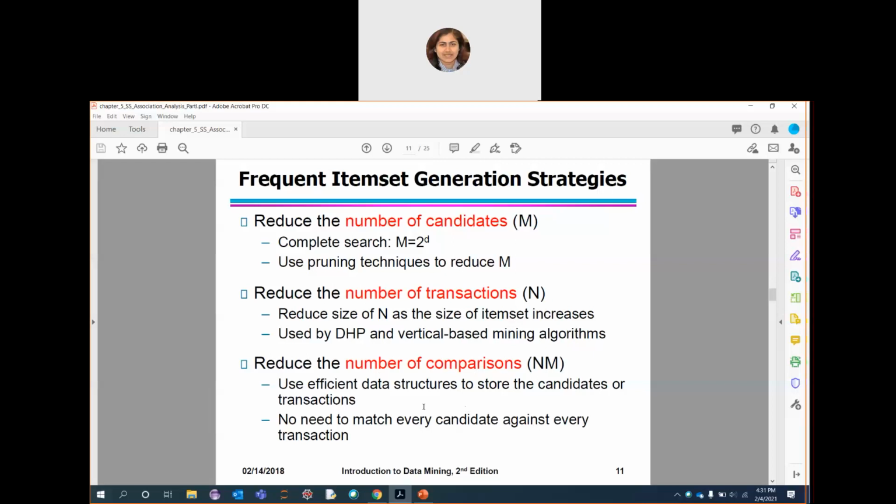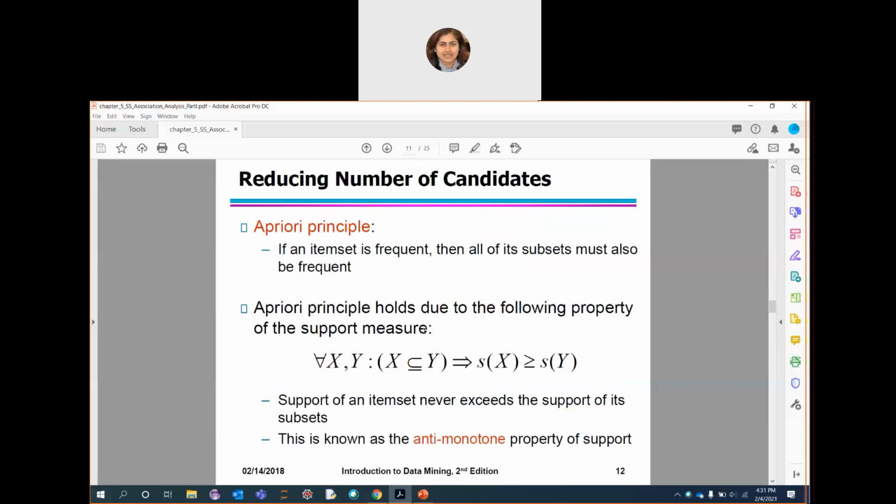So instead of matching each candidate item set against every transaction, we can reduce the number of comparisons. So how do we reduce the number of candidates? Here comes the Apriori principle. So what do we consider here? If an item set is frequent, then all of its subsets must also be frequent.